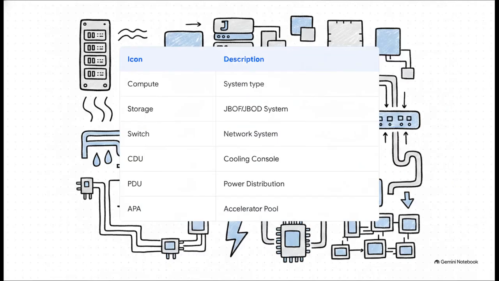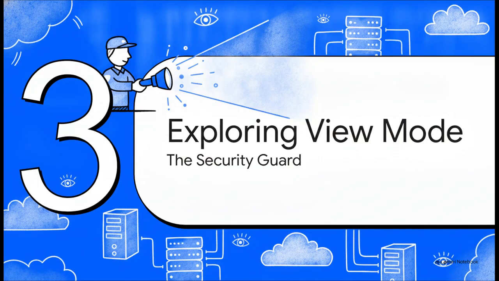Let's be honest, user manuals can sometimes feel like an endless, exhausting wall of technical jargon. So they've cleanly categorized the essential hardware using highly intuitive icons. You won't be reading blocks of text. You'll see clear visual identifiers for everything, from your classic compute nodes and specialized storage like JBOFs to network switches, power distribution units, or even specialized hardware like CDUs for liquid cooling and APAs for accelerator pools. Everything is instantly recognizable.